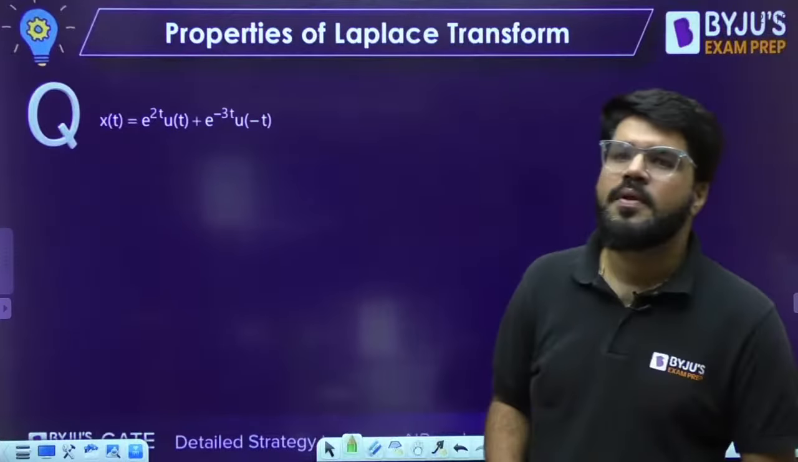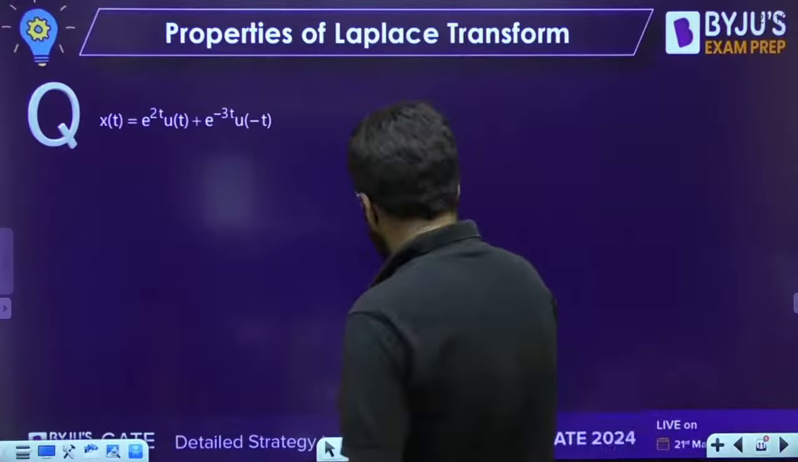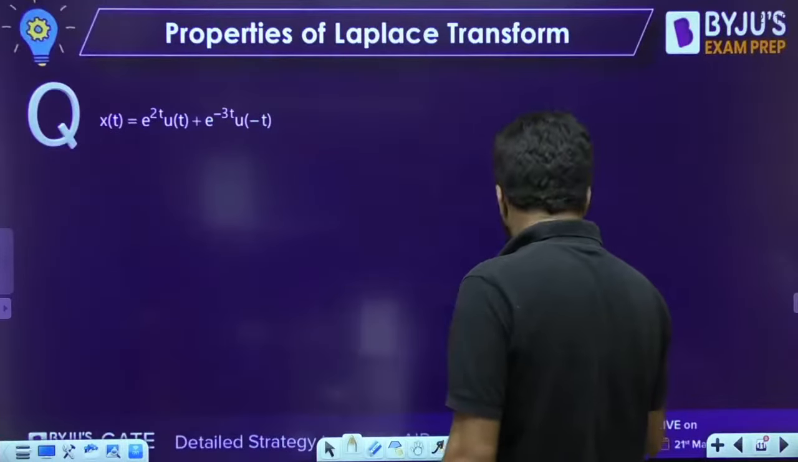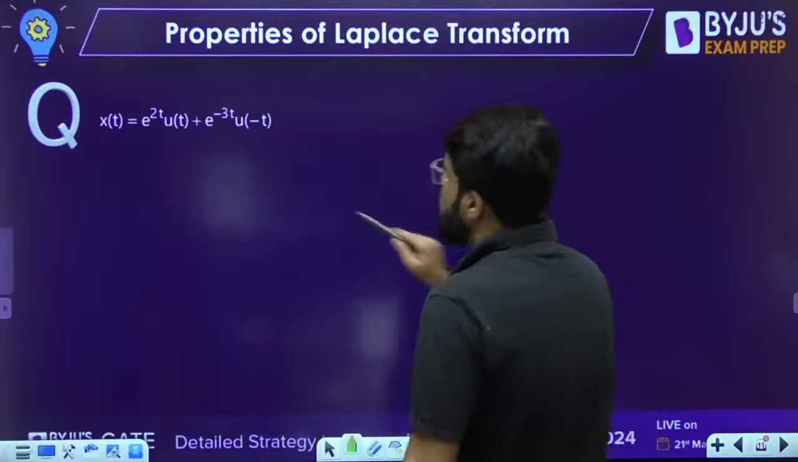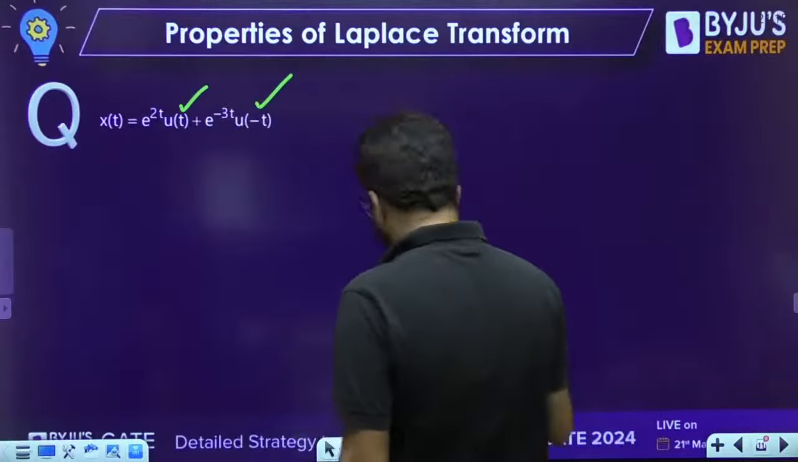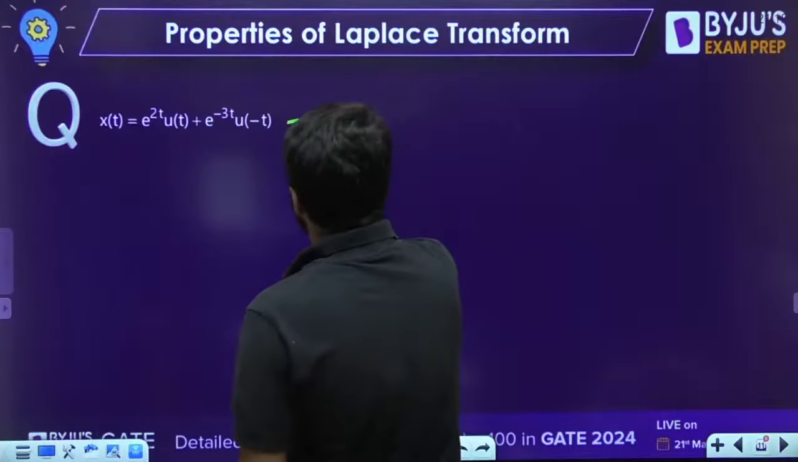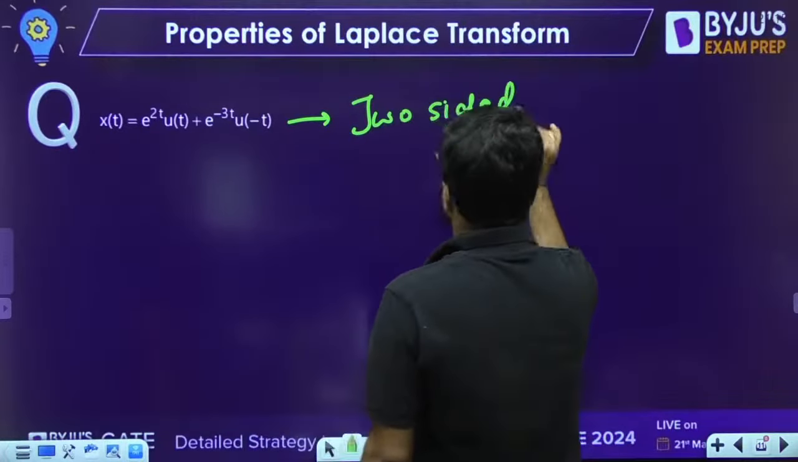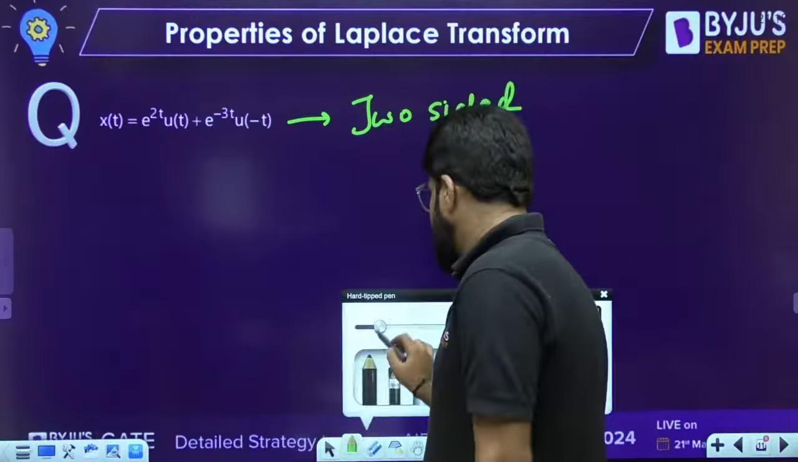e power 2t u(t) plus e power minus 3t u(-t). Tell me this one. Again, what type of signal is it? u(t), u(-t). Both the parts are coming. That means it is again a two-sided signal. Now let us see what the results are for this.